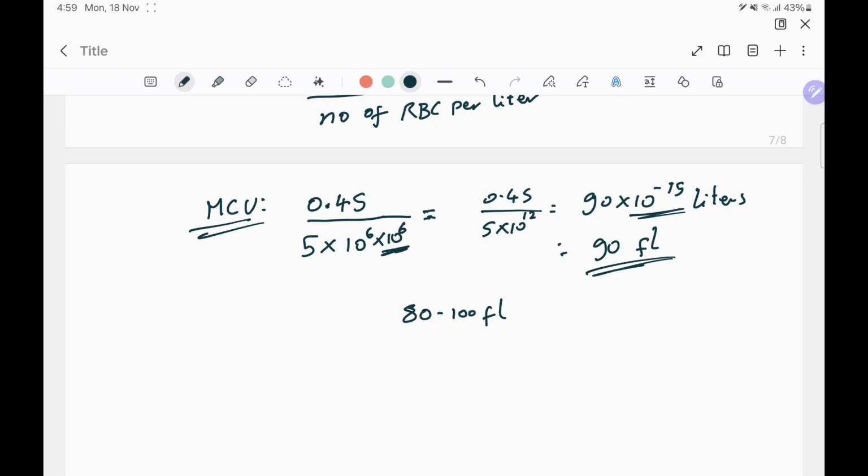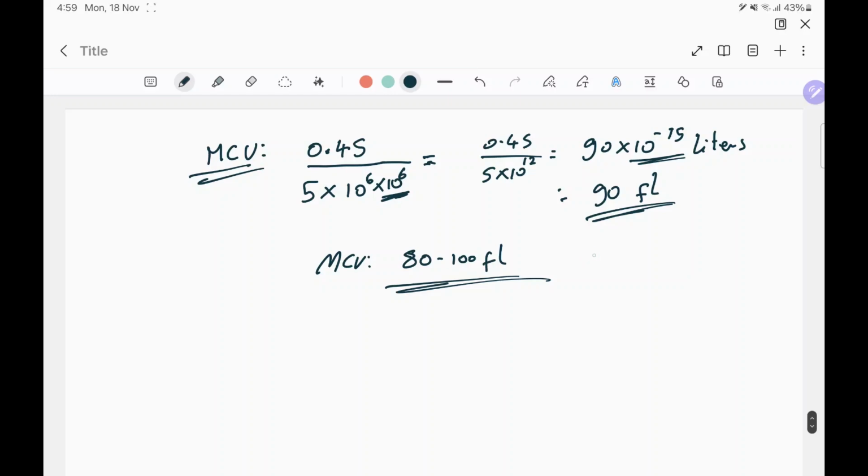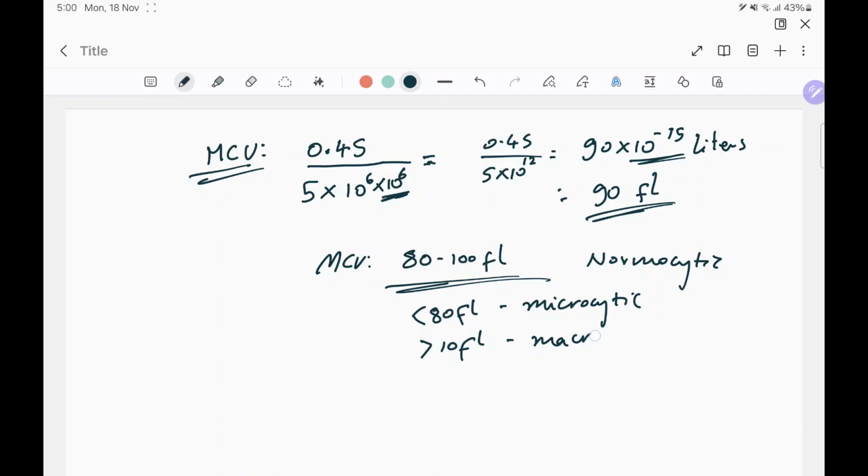So how do you get a clue which kind of anemia a person is having? Just look at the cell's volume, you'll get an idea. The normal range of MCV, never forget this, is between 80 to 100 femtoliters. A cell which has the normal volume is called normocytic, normal size. If a cell is less than 80 femtoliters in volume, it is microcytic. And if it is more than 100 femtoliters, it is called macrocytic. Big cell, small cell, normal cell.